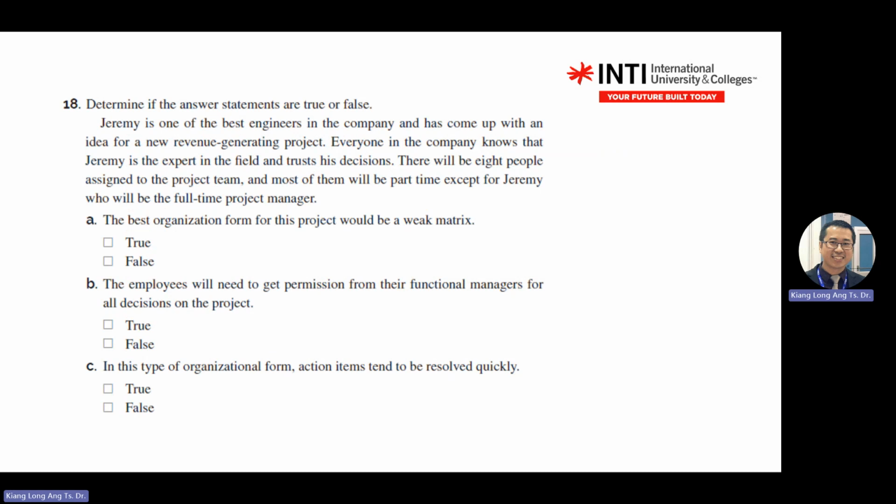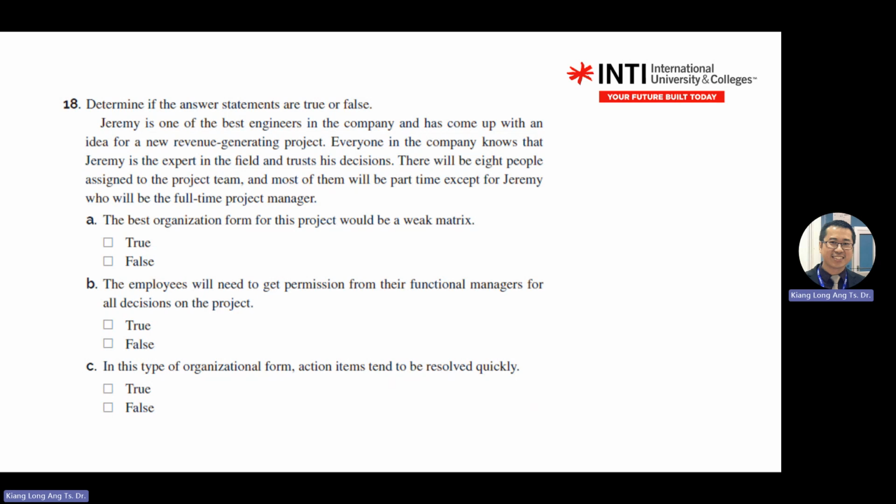Determine if the answer statement is true or false. It gives you a statement. So Jeremy is the best engineer in the company. Then he has an idea how to grow the projects. Everyone in the company knows that Jeremy is an expert in the field and trusts his decision. There will be 8 people assigned to the project team. Most of them will be part-time. Just now you saw the roles in the table, full-time, part-time. Except for Jeremy, who will be a full-time project manager.